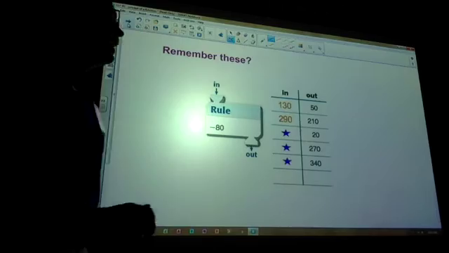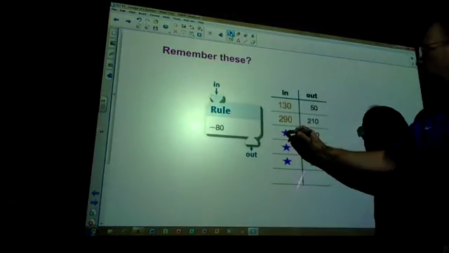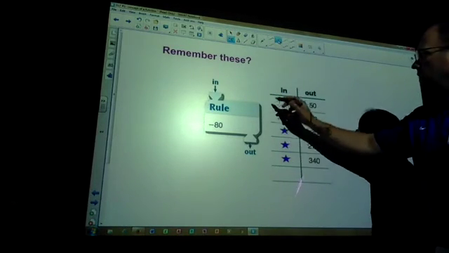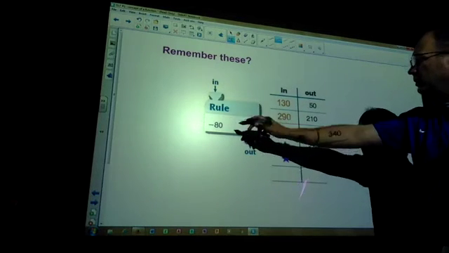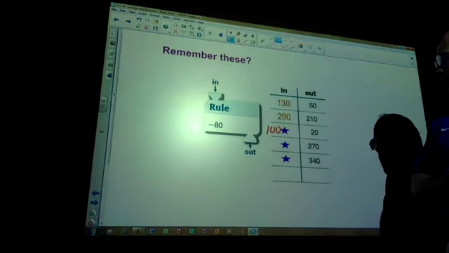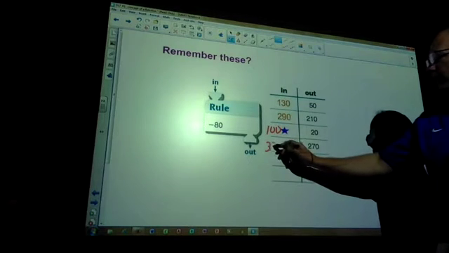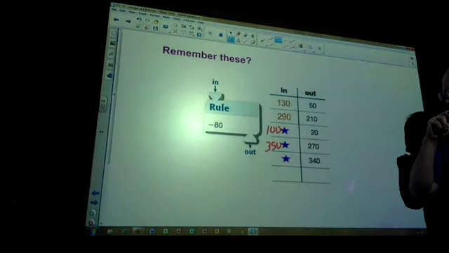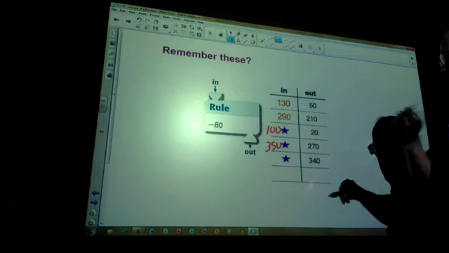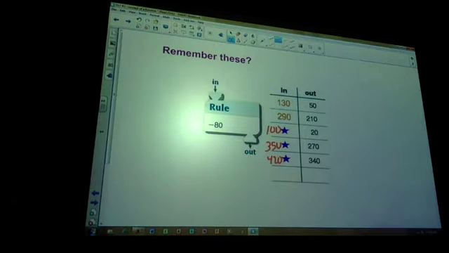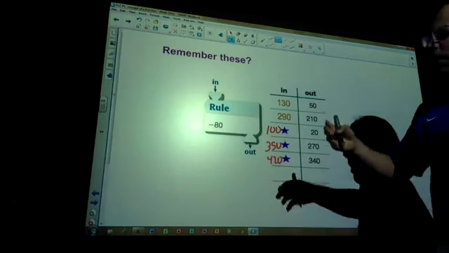So what number goes here? 100? Everyone see that? If I put 100 in and I subtract 80 from it, I get 20. What about 270? 350. If I plug 350 in and I subtract 80, I get 270 out. 420, subtract 80. That's exactly it. So a lot of times linear equations work where you are putting something in and getting something out.